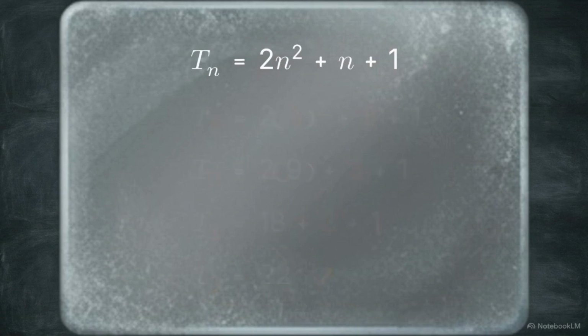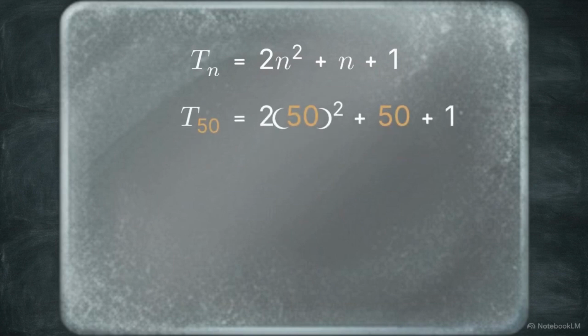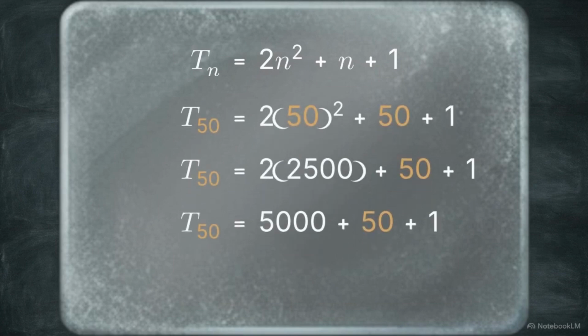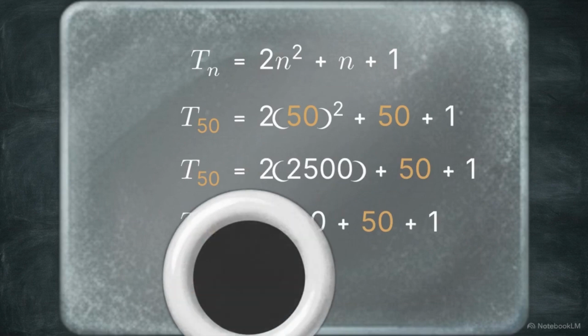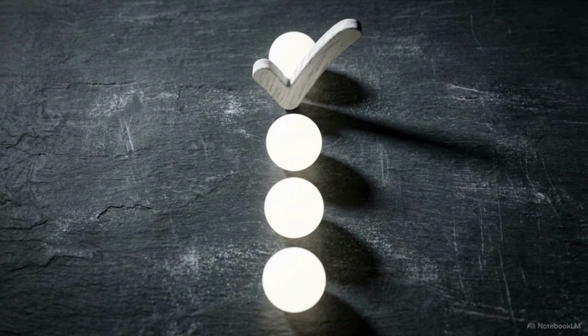Now for the real payoff. Remember that 50th term we dreaded finding manually earlier? Let's skip straight to it. Plug in 50. 2 times 50 squared is 5,000. Add 50, add 1, and we get 5,051. Instantly.